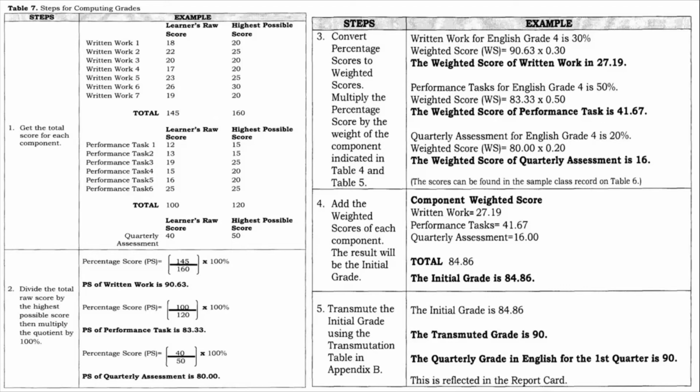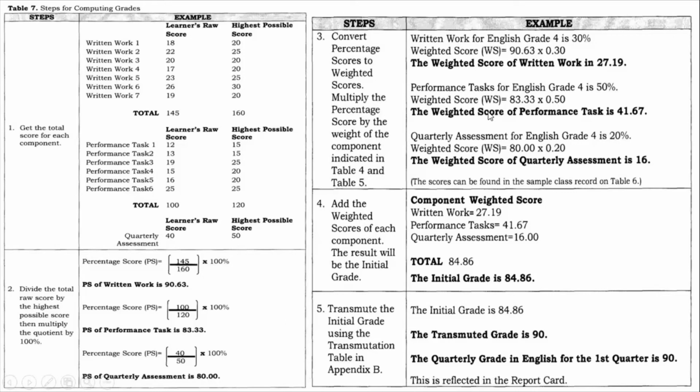For the performance task, you add up everything. So 12 plus 13 plus 19 plus 15 plus 16 plus 25, that's 100. And then the highest score is 120. So 100 divided by 120 times 100%. So that's 83.33. For the quarterly assessment, that's 40 over 50. Like in the first quarter, we got 40 over 50. That's 40 divided by 50 times 100%, that's 80%.